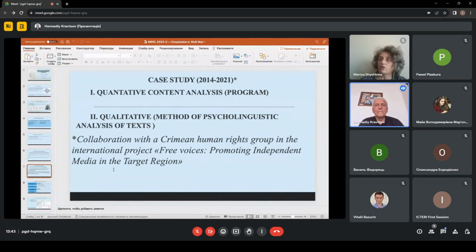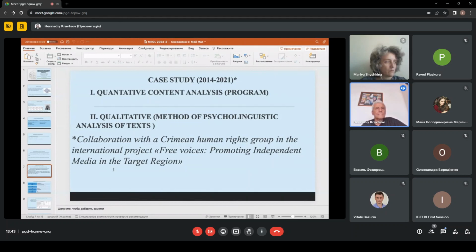The case study investigating hate speech in Russian media outlets was done in the period of 2014-2021. It includes 2 programs. Quantitative content analysis is done by a program, and qualitative is made by hand. It's a method of psycholinguistic analysis of text. And I would like also to mention that all this was made in collaboration with the Crimean Human Rights Group in the international project Free Voices promoting independent media in the target region.